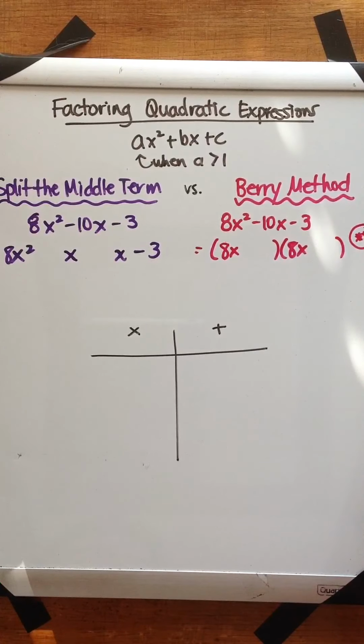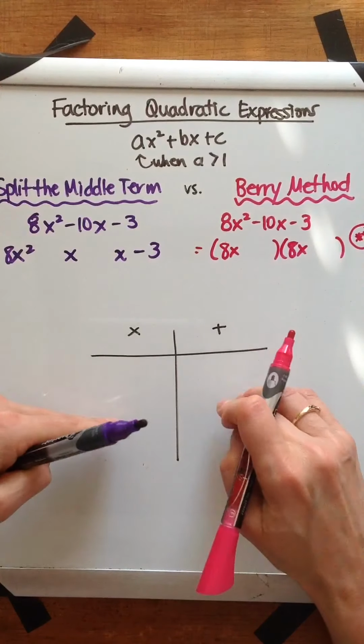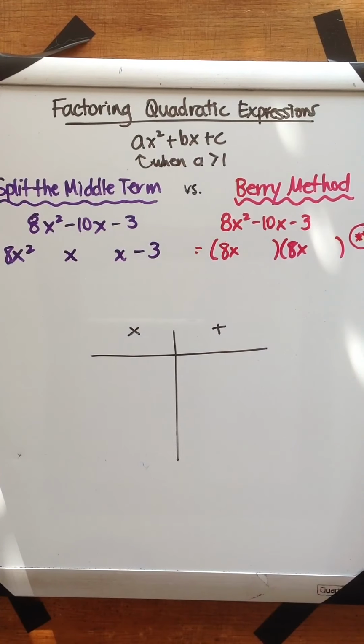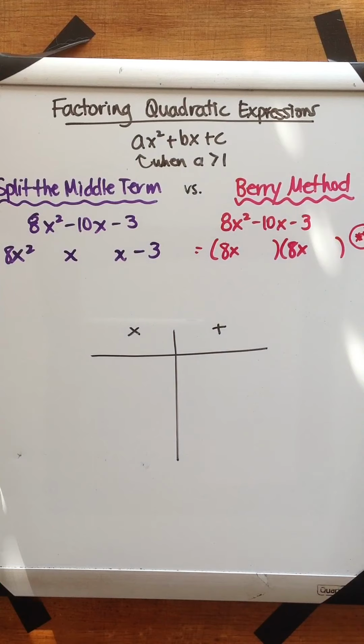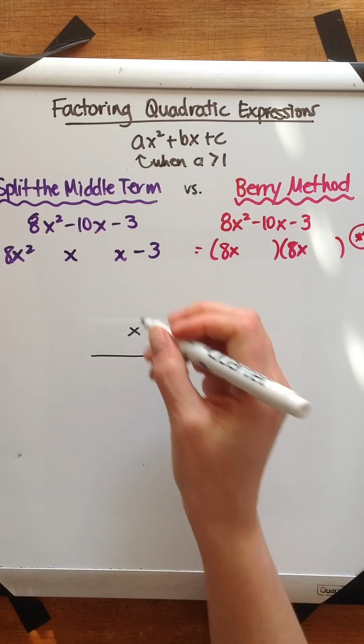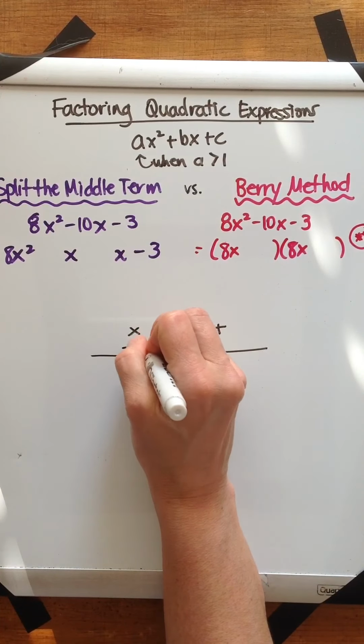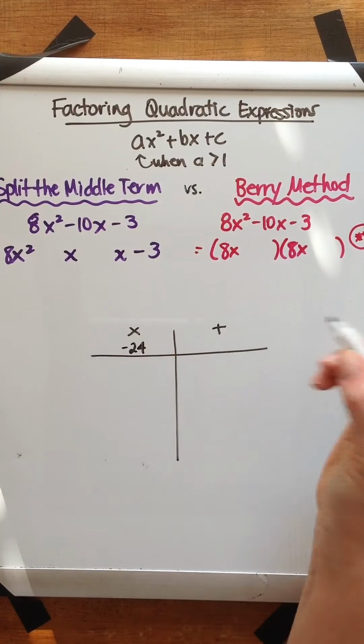Now this is where both methods are identical. They both require the thinking chart to get through the next step. So we need to find two numbers that multiply to give 8 times negative 3, or negative 24, and that add to give the b value of negative 10. Because they multiply to give a negative value, we know that one of them must be positive, one must be negative, and the larger one must be the negative one.